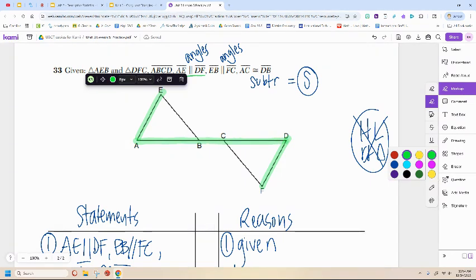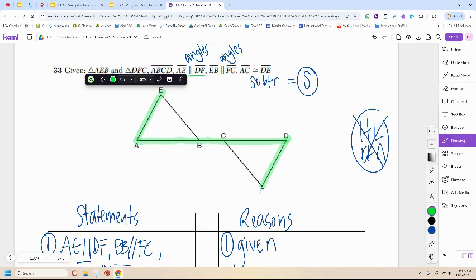Can we write arrows on the lines? You can, I choose not to because I don't want to make mistakes. That's why I use colors instead. Okay, great.